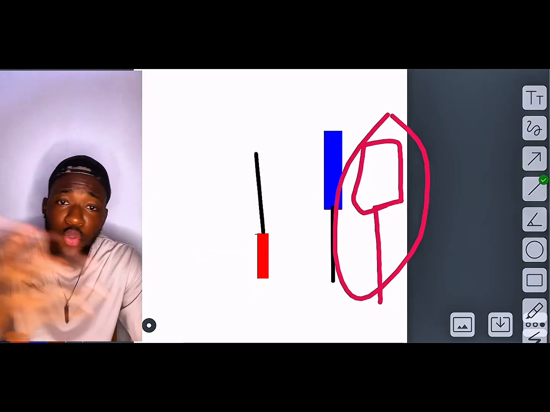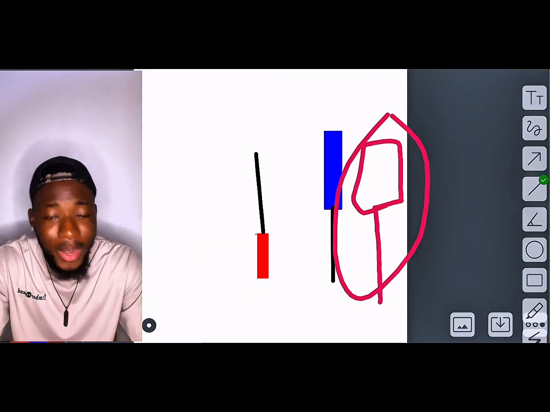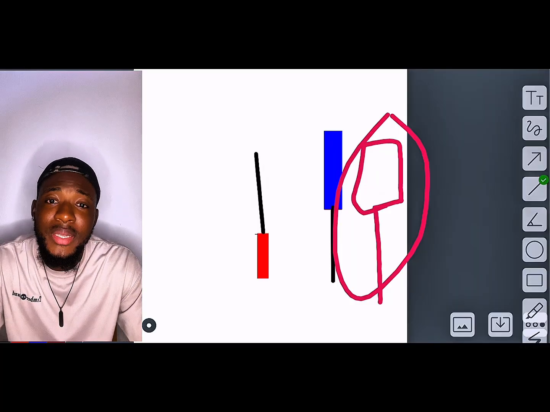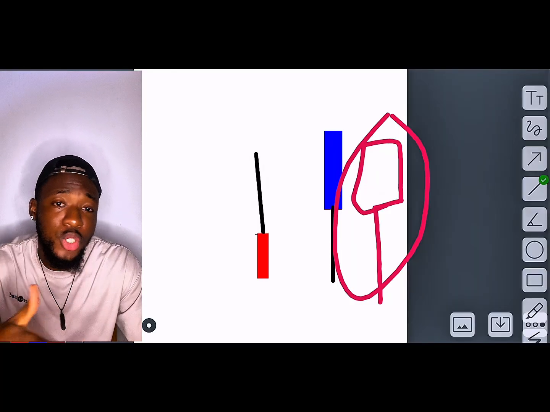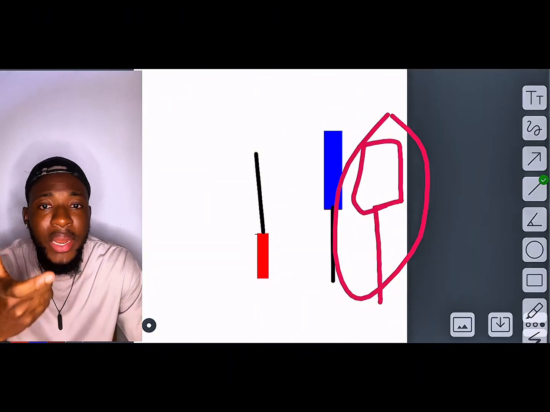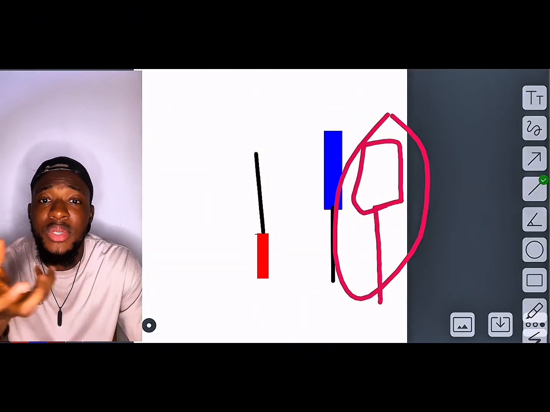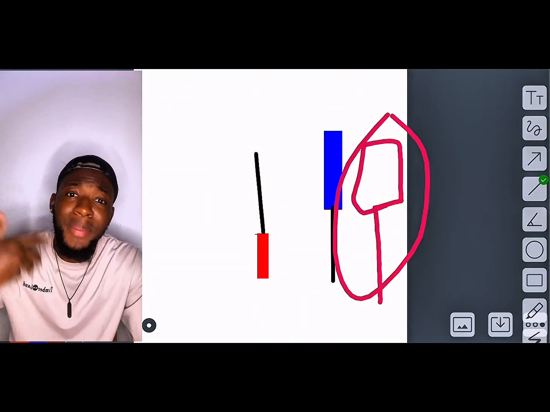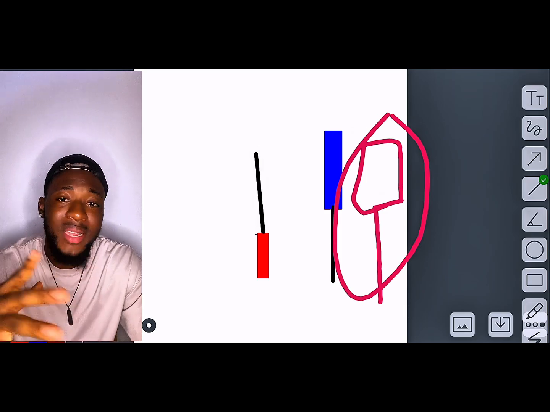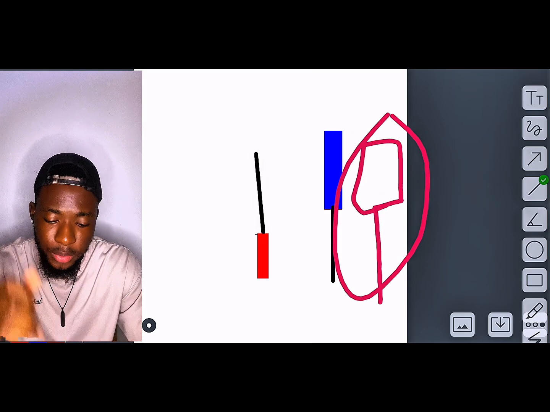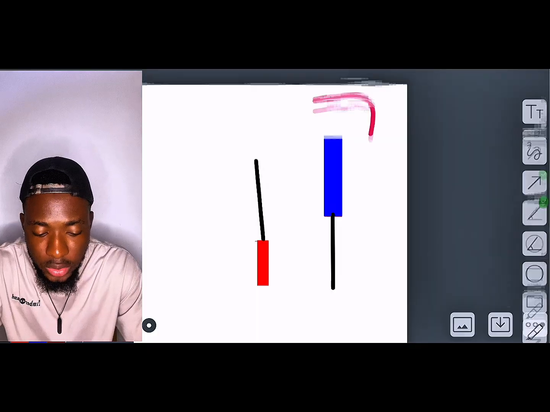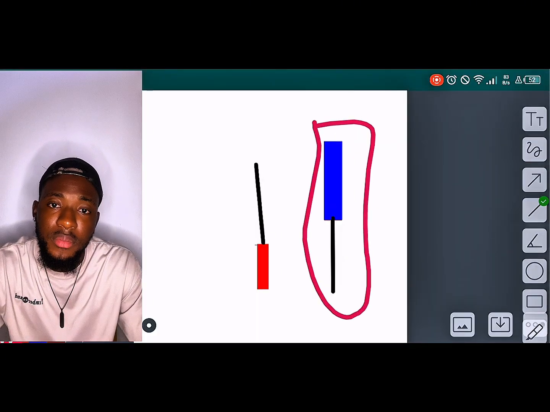So it's not magic. If you understand what I'm teaching you right now, you'll be able to decode any candlestick you see. You'll be able to tell what a candlestick is telling you: that buyers are gaining control or sellers are gaining control. Are you getting me? This is how the bullish hammer is formed, basically.